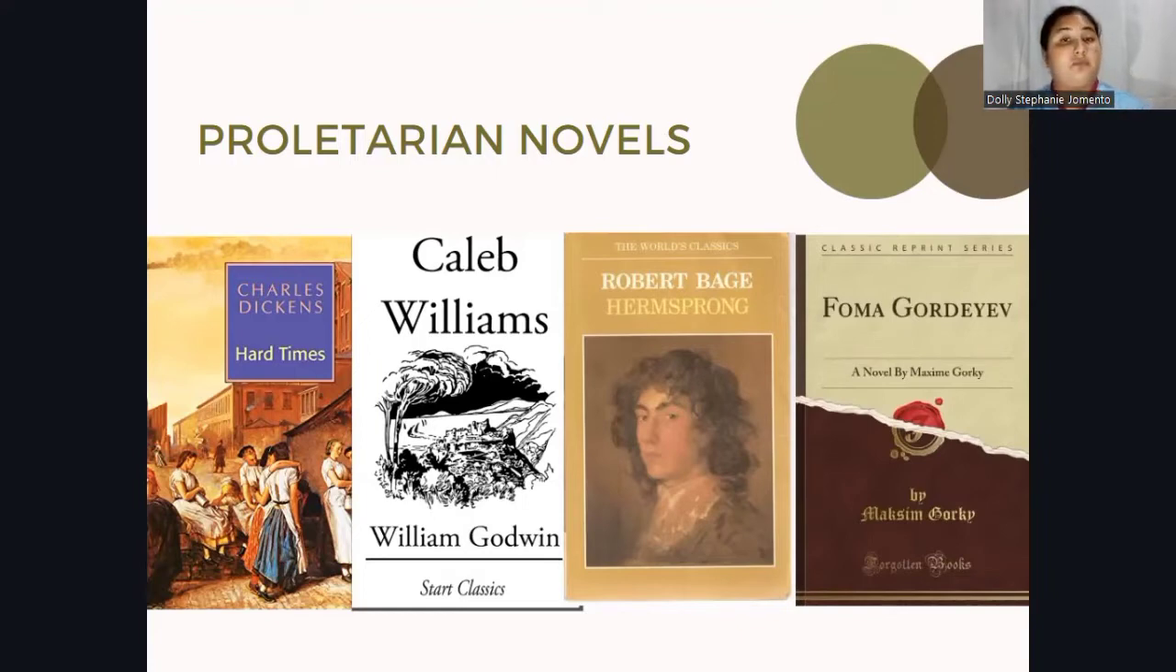The Russian Maxim Gorky, with works such as Foma Gordeyev in 1900 and Mother in 1907, as well as numerous short stories portraying the bitterness of poverty and unemployment. In fact, the pseudonym Gorky means bitter. He may be taken as an exemplary proletarian writer.